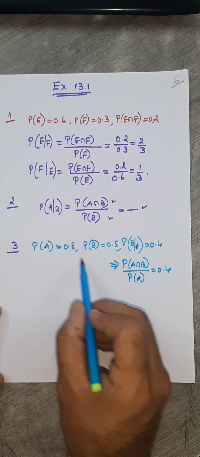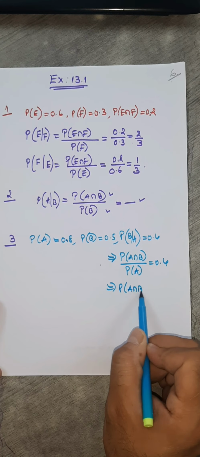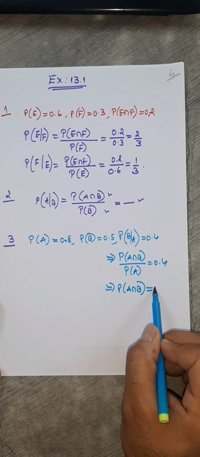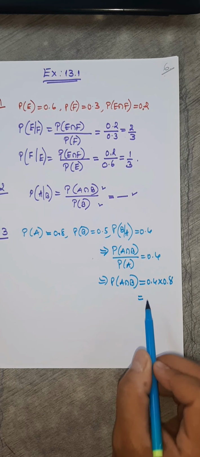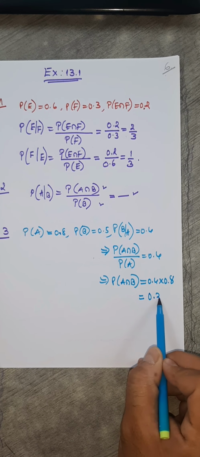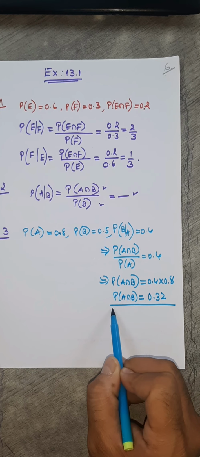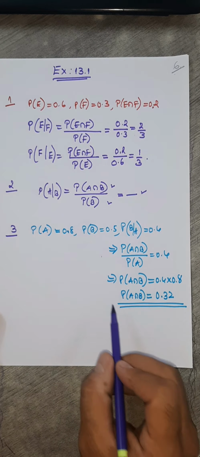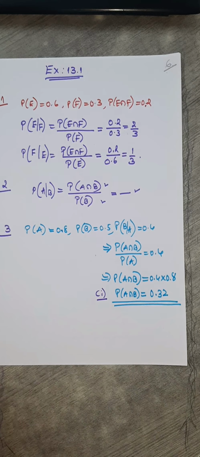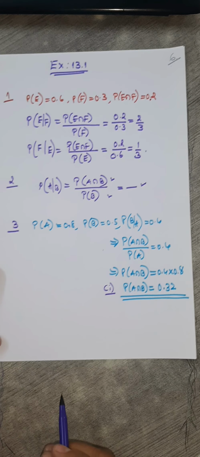P of A, you know, it is 0.8. So I place it here. P of A intersection B equals 0.4 into 0.8, so it will be 0.32. This is the intersection value from the given data. And now you can answer all the 3 sub questions. This is the answer to the first question, that's what you are asked. The other 2 questions, I'm sure you can do it.